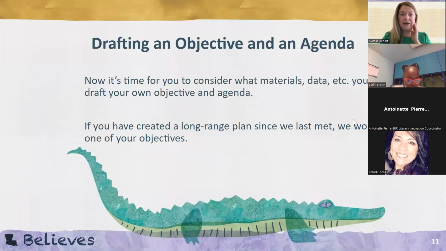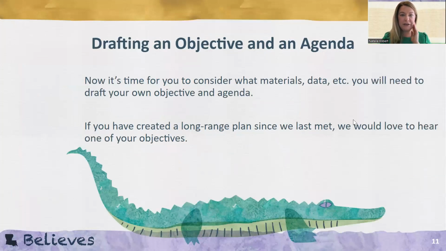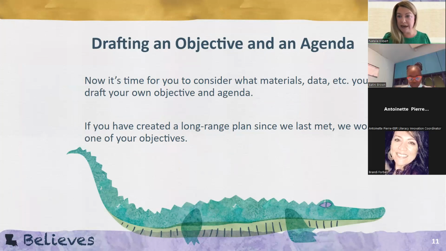All right, so drafting an objective and an agenda. Now it's time for you to consider what materials or data you will need to draft your own objective and your own agenda. If you have created a long range plan since we met last month, or you did one prior to that, I would love to hear one of your objectives. And it doesn't have to be the exact same format of what I used. I really just want to hear what are some different objectives that you have that are guiding your work inside your literacy team meetings.